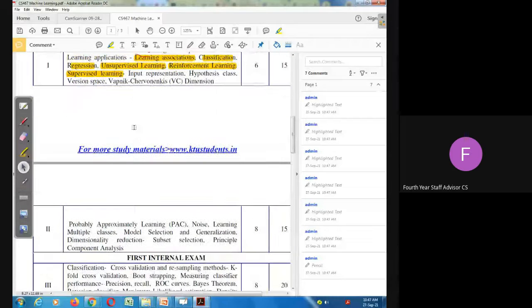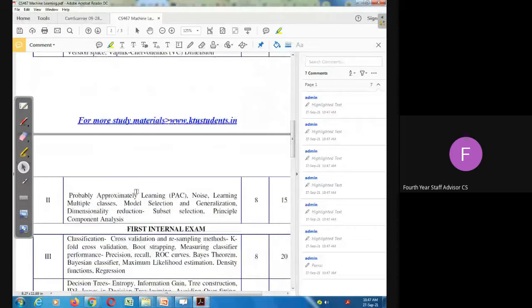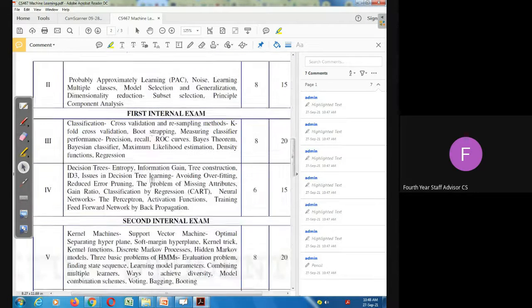So this is the first module, and in the second module we will study another concept: probably approximately correct learning, etc. So that was just to go through the syllabus.